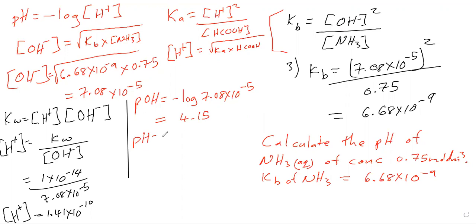4.15. So now pH is equal to 14 minus 4.15, which is equal to 9.85. All right, and so the H plus concentration is equal to anti-log negative 9.85. How much is that?